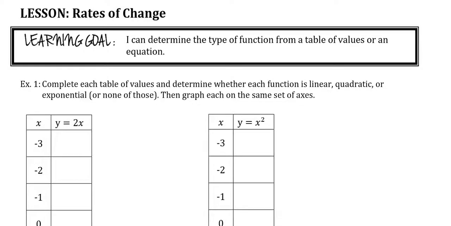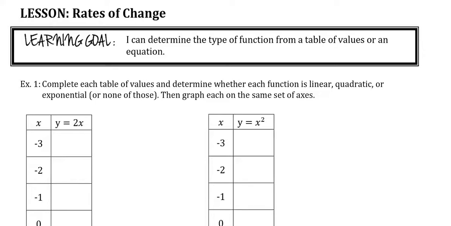And today, as you can see from the lesson in front of you, is looking at rates of change. Really what that means is in grade 9 you talk about linear functions. In grade 10 you talk about quadratic. And now we've talked about exponential. And so we're just going to look at how you could tell when it's one versus the other.